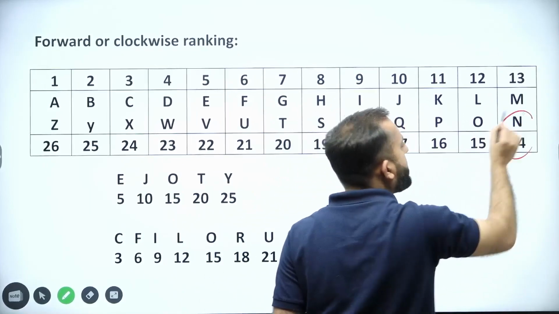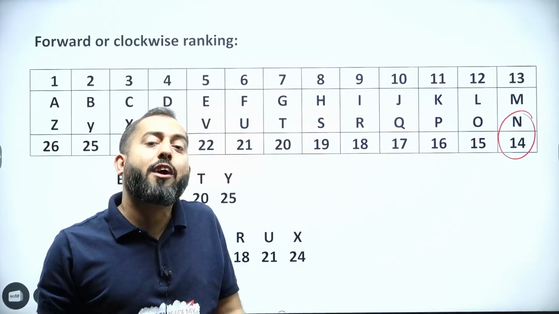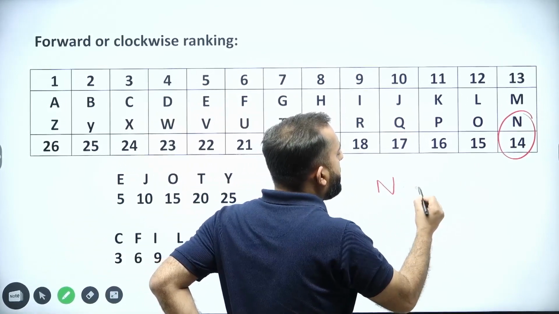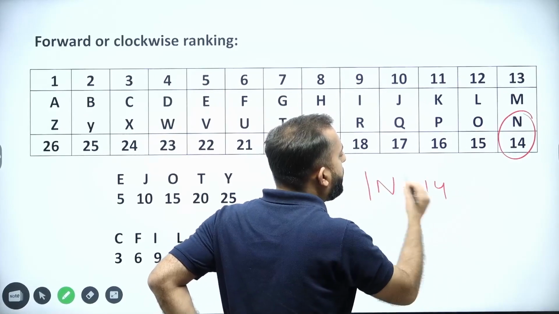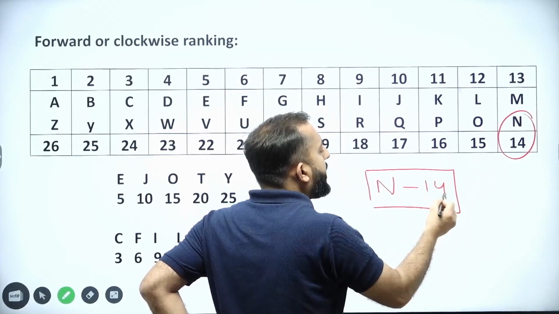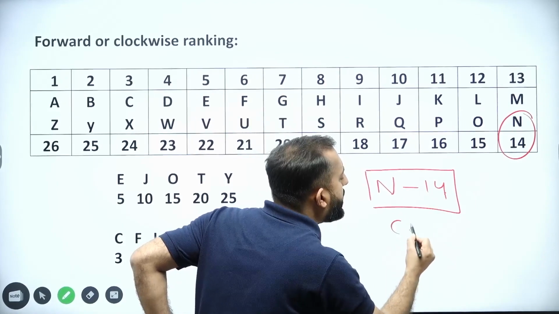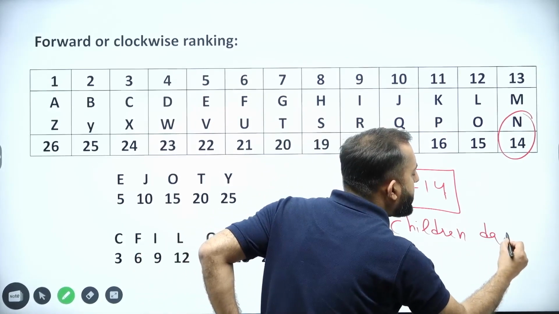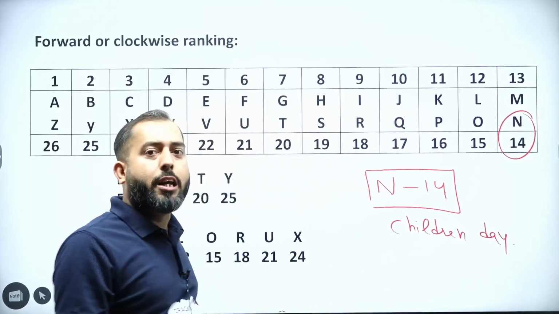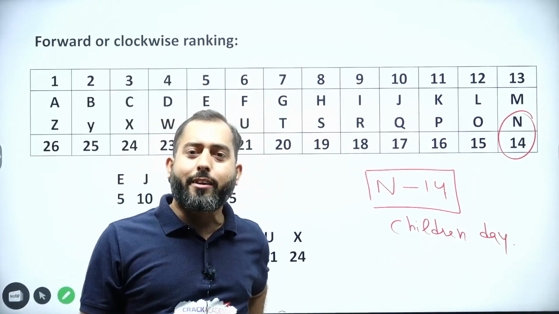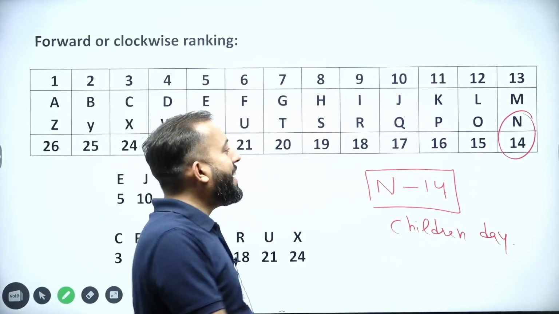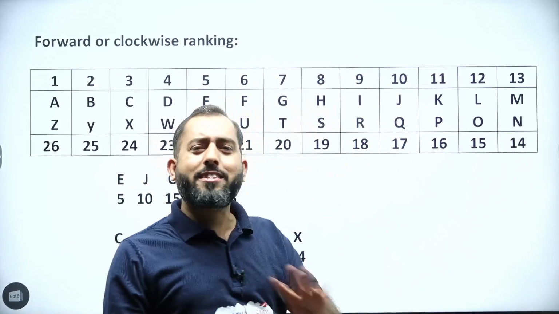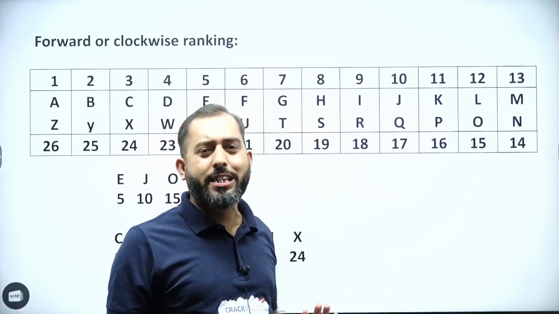The next one is N. The rank of N is 14. See, N. November 14 is very famous. November 14 is Children's Day. So the alphabetical rank of N is 14. Now, next, if you have memorized the rank of N, O can be recalled easily.